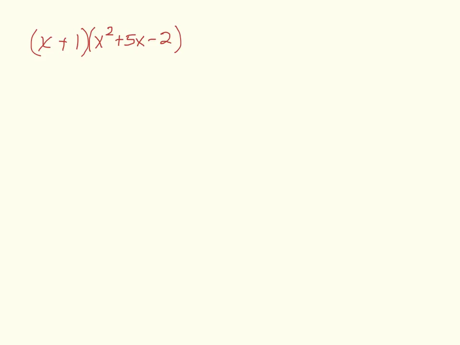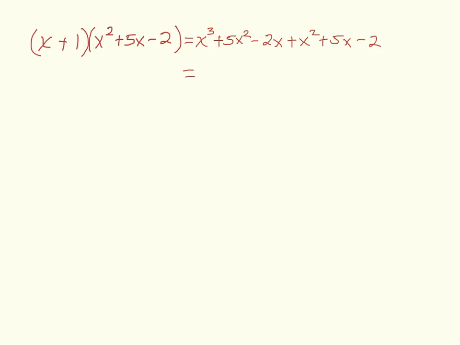This one is a binomial times a trinomial, so we have to just distribute. So we're going to distribute, and we're going to come up with 6 terms that we have to simplify and combine. So let's see. We get x times x squared, that's x to the third. X times 5x is 5x squared. X times negative 2 is minus 2x. Then we move on to the 1. 1 times x squared is x squared. 1 times 5x is 5x. 1 times negative 2 is negative 2.